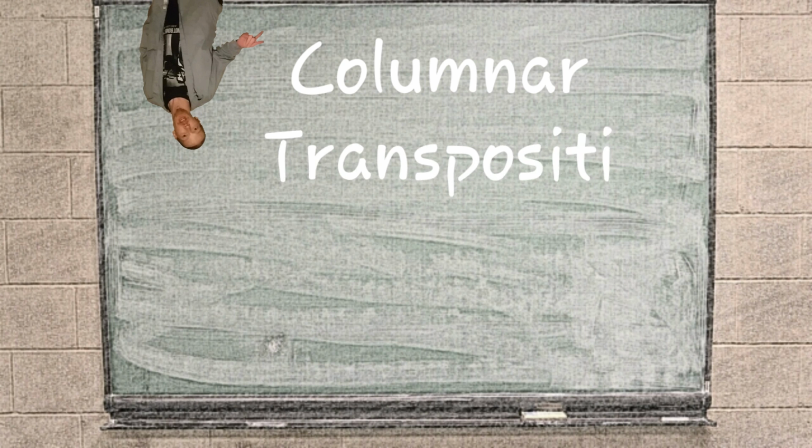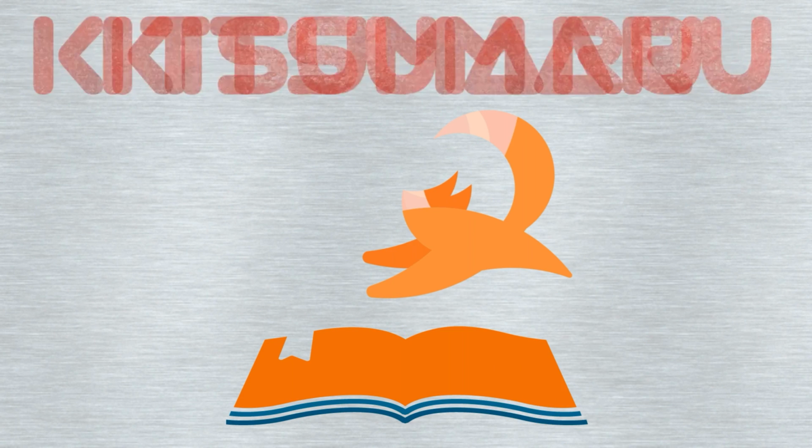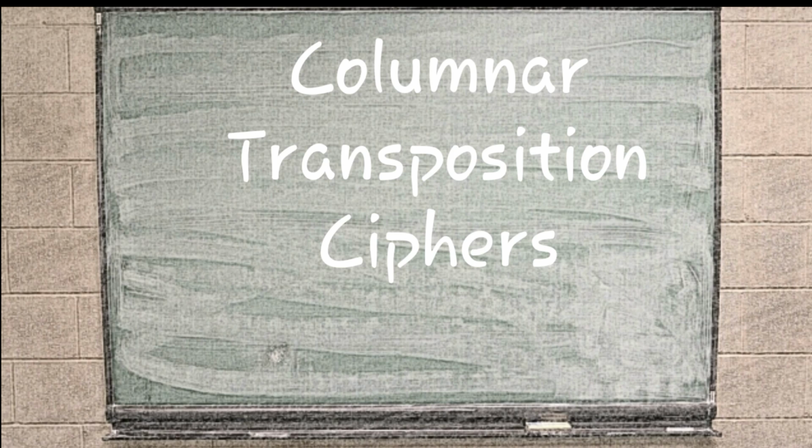Columnar Transposition Ciphers. As you can probably guess, a columnar transposition is another type of transposition cipher. It's actually pretty similar to a route cipher, except that the route is broken up. To use this method of encryption, we need a keyword with no repeating letters.